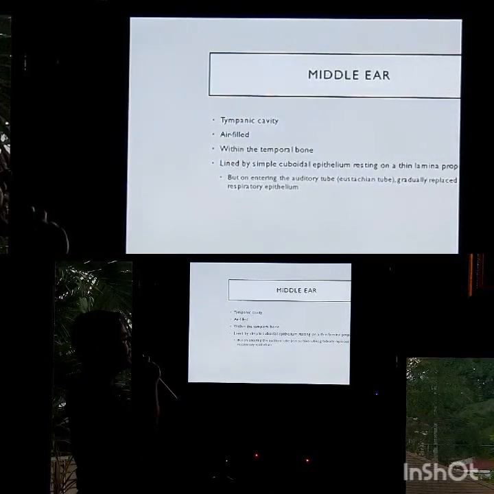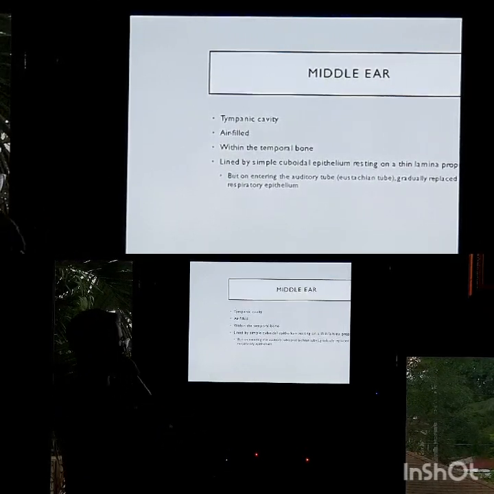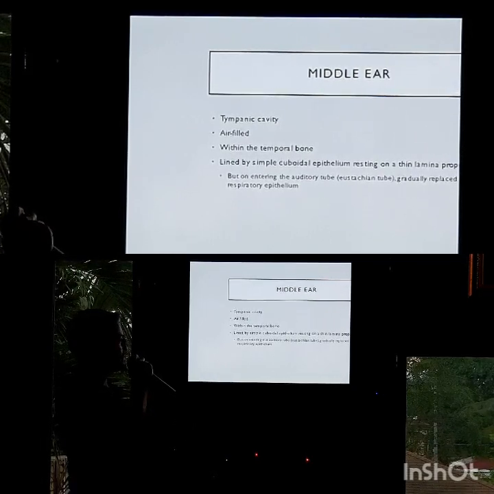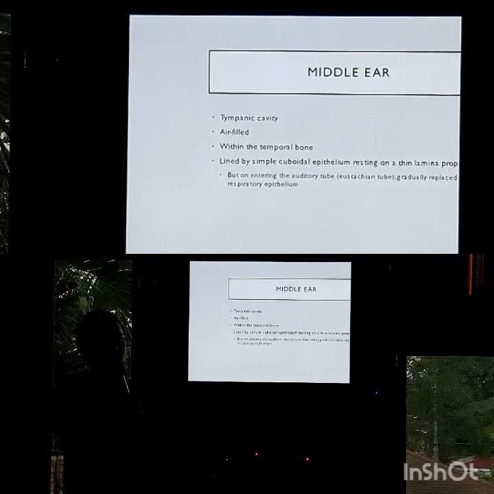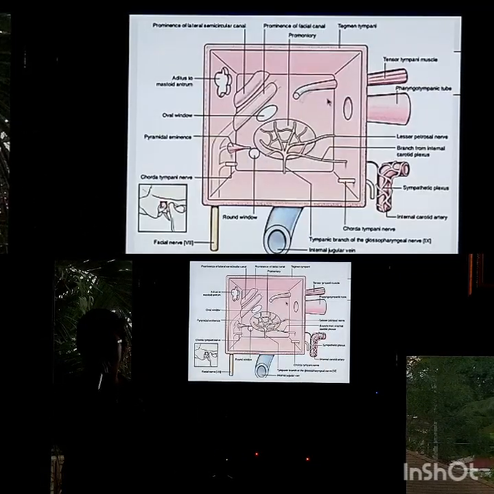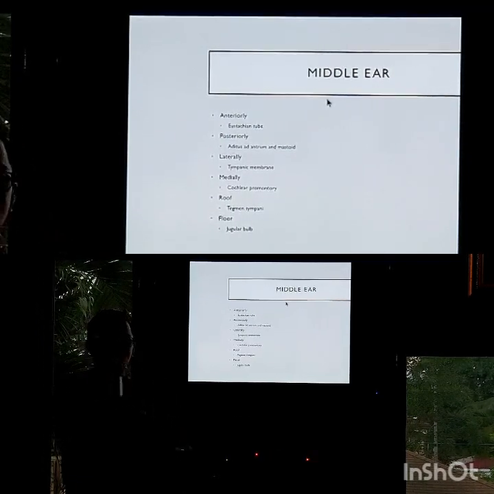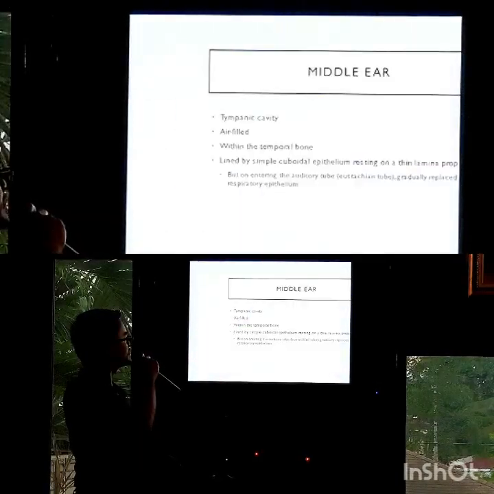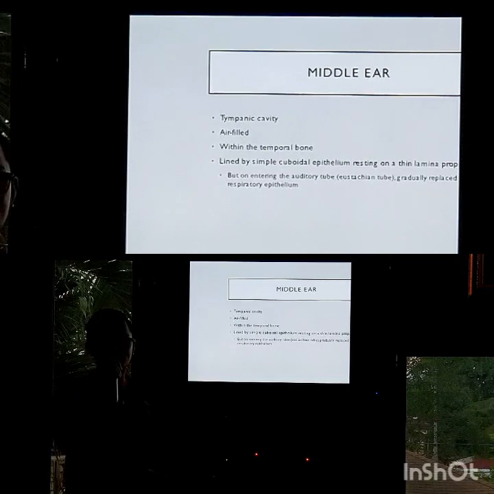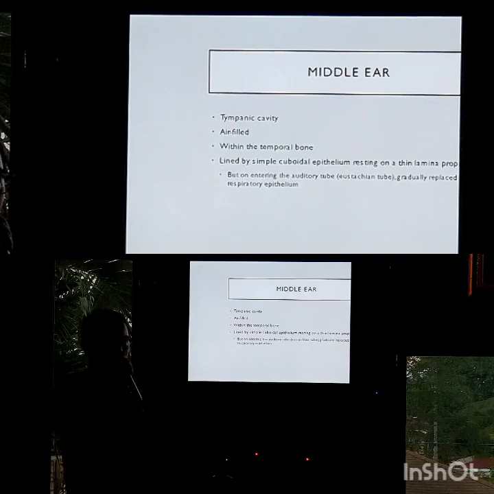Now we go to the middle ear. The middle ear is an air-filled cavity within the temporal bone. It is lined by a simple cuboidal epithelium resting on a thin lamina propria. On entering the auditory tube, or the eustachian tube, it is gradually replaced by respiratory epithelium. Does anyone know what respiratory epithelium is? It is a pseudostratified ciliated columnar epithelium, okay? So, going back, it's air-filled. So normally, air is what's inside the middle ear. Not water, not fluid.